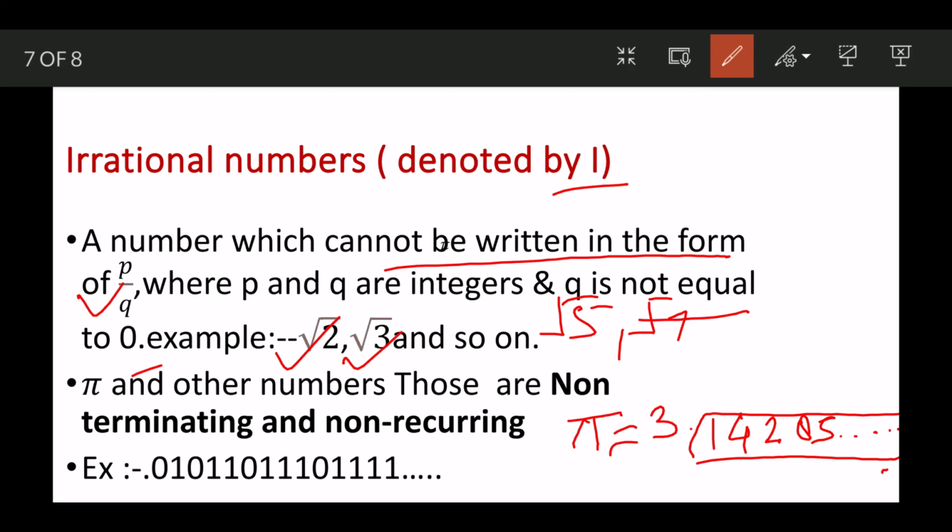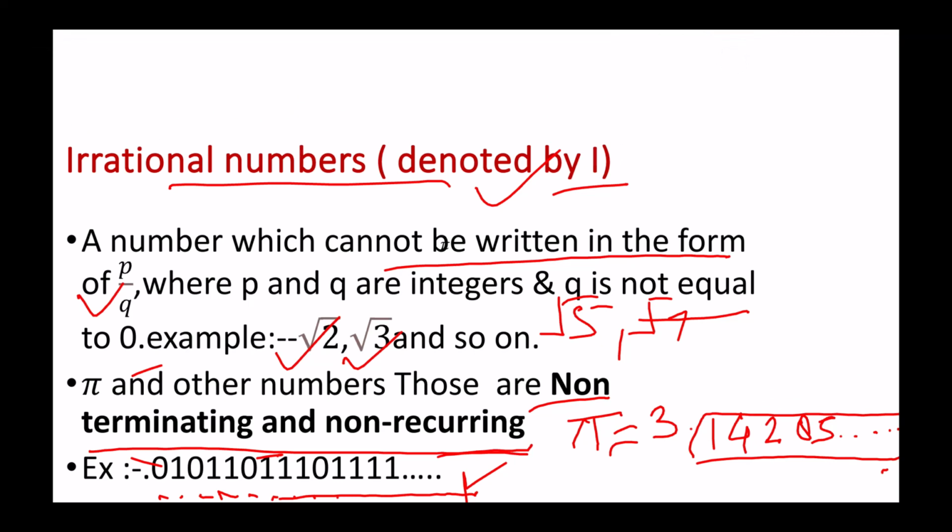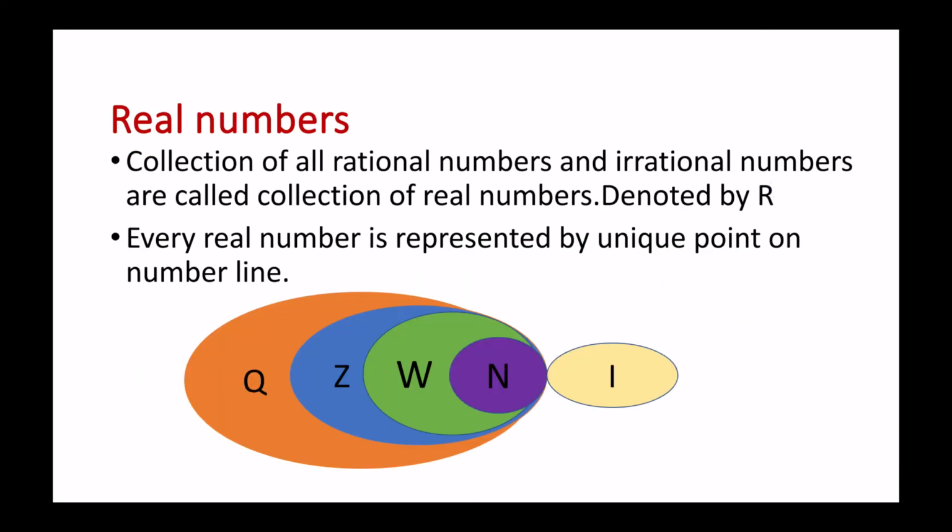So non-terminating and non-recurring numbers are irrational numbers. Any number whose decimal expansion is non-terminating and non-recurring is an irrational number. Here is one other example we can see: 0.01011011101. Here also, this expansion is non-terminating and non-recurring. Understood? Let's move to the next, real numbers.